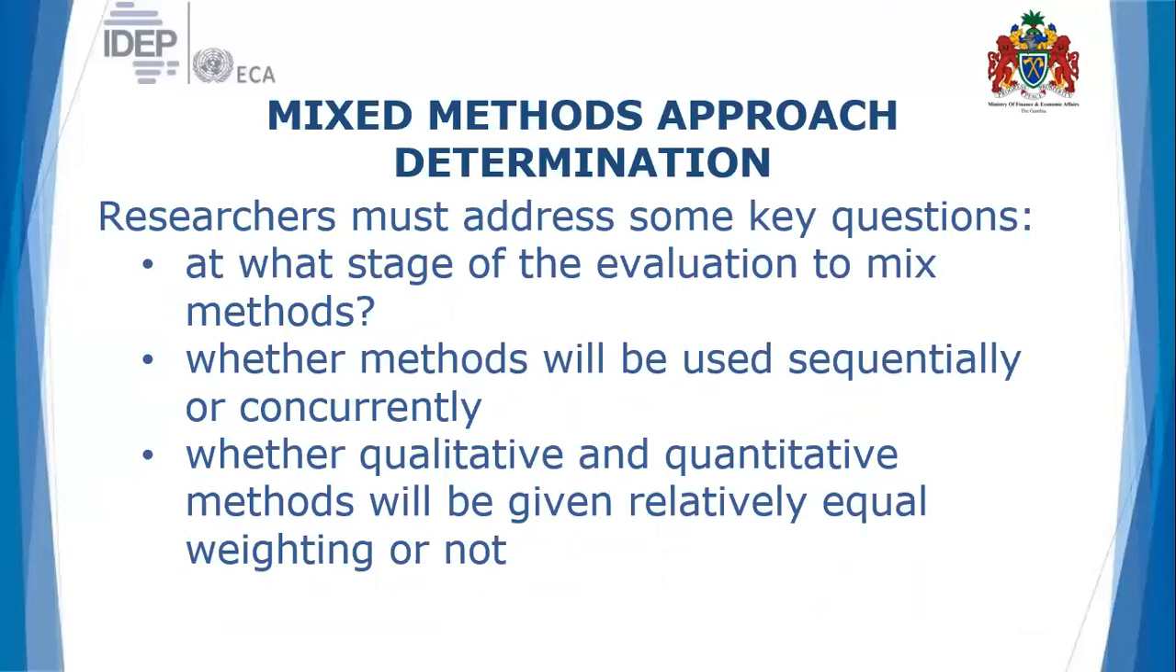In the same concept of triangulation, which is also commonly known as mixing of different methods or approaches, researchers must address some key questions when they're determining different methods to be used in an impact evaluation. Number one is to look at what stage of the evaluation to mix methods. Number two, whether methods will be used sequentially or concurrently. That means whether the study will start with secondary data examination, which will then inform what kind of primary data to be collected, in that sequence, in that order, or both secondary data and primary data being examined at the same time, that is concurrently.